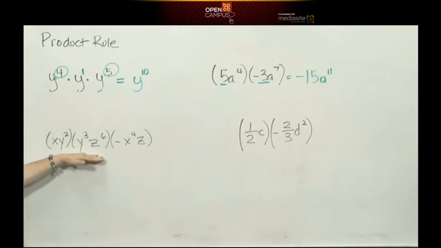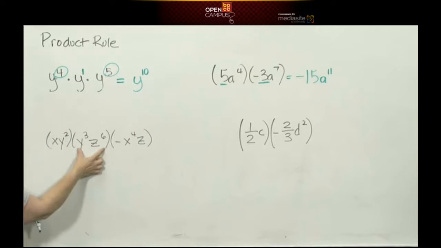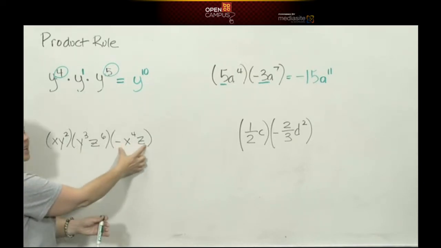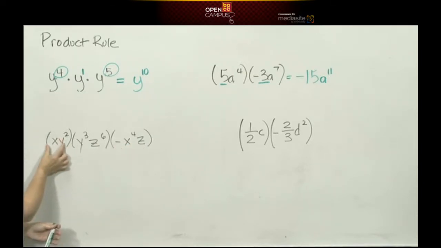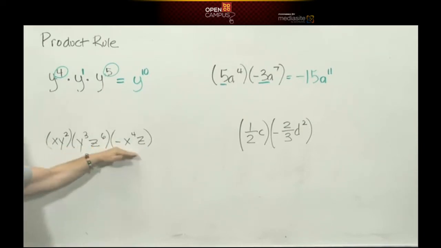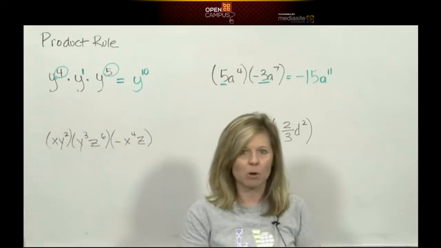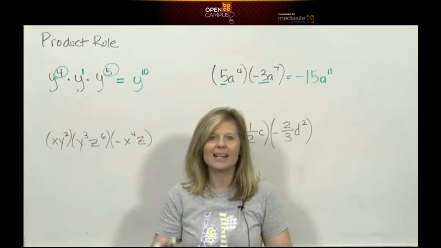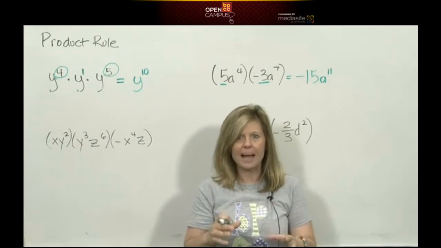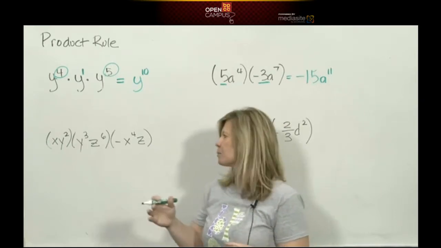Okay, over here I have 3 terms. xy squared, y cubed z to the 6th, negative x fourth z. These are all monomials because they're all connected by multiplication. I'm asking you to multiply them. They do not have to be alike to multiply. All you have to find is the letters, the same base. And then we'll add our exponents.